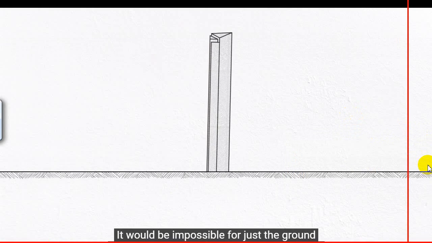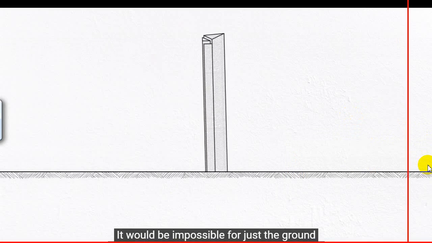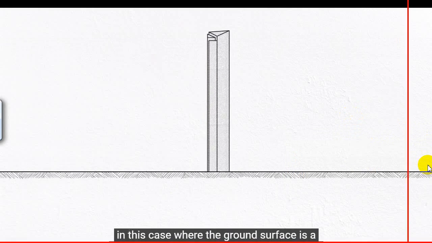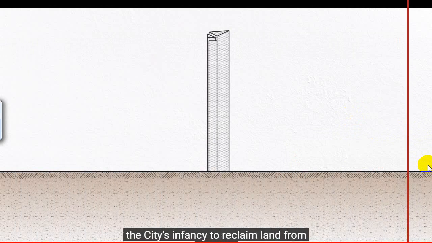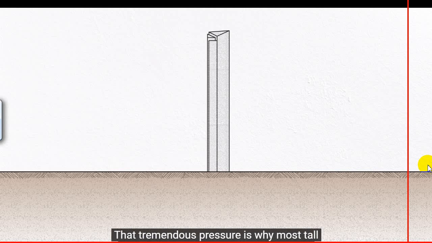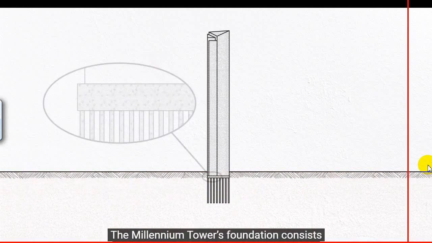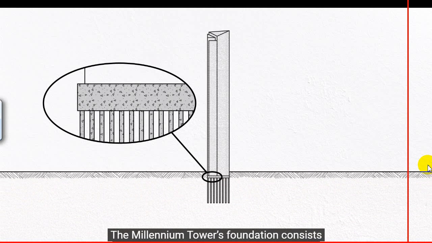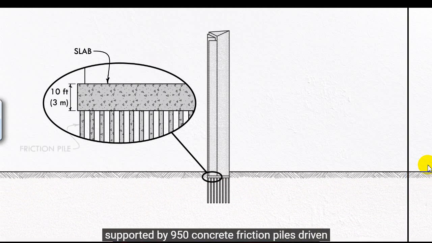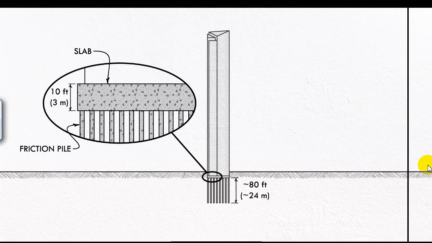It would be impossible for just the ground surface to bear that much weight, especially in this case where the ground surface is a weak layer of mud and rubble placed during the city's infancy to reclaim land from the bay. That tremendous pressure is why most tall buildings use deep foundation systems. The Millennium Tower's foundation consists of a 10-foot or 3-meter thick concrete slab supported by 950 concrete friction piles driven into the subsurface to a depth of about 80 feet or 24 meters.